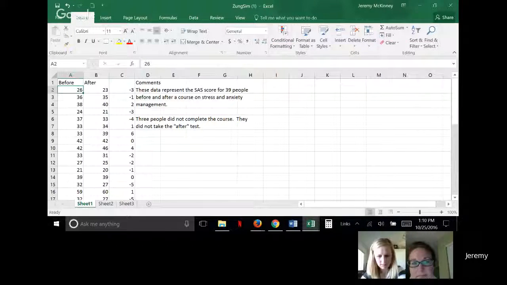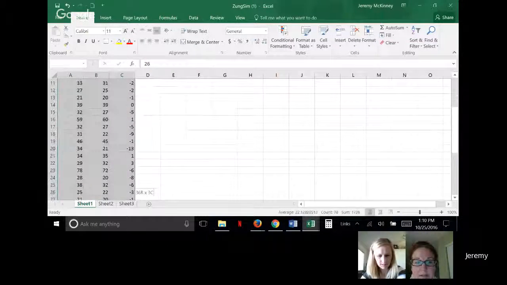And then once you delete those, you're just going to copy and paste all 3 columns over.